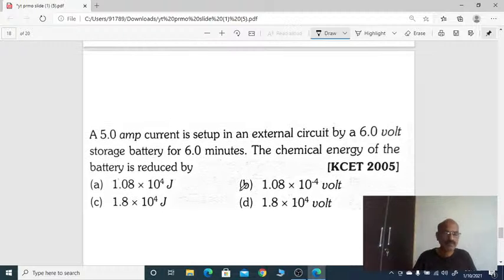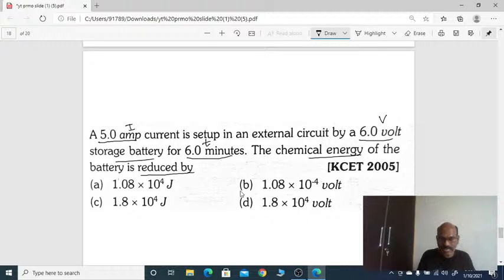A 5 ampere current is set up in the external circuit by a 6 volt storage battery for 6 minutes. The chemical energy of the battery is reduced by how much? What is the chemical energy set up, or how much is the chemical energy reduced in the battery?